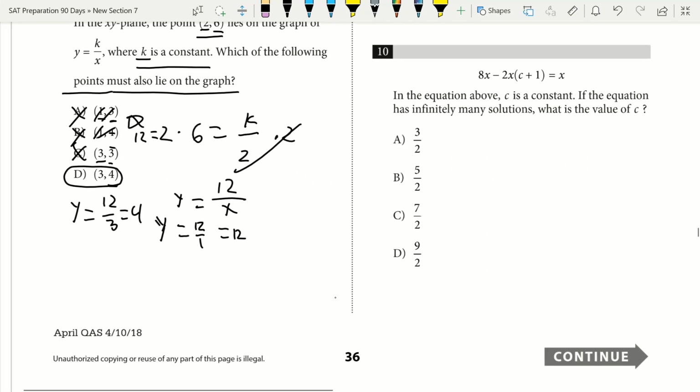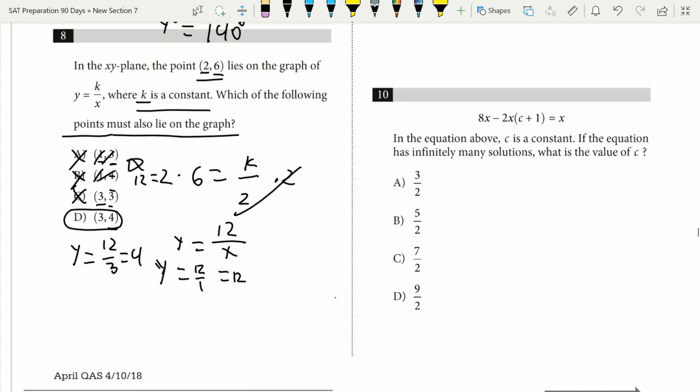Number 10: in the equation above, c is a constant. If the equation has infinitely many solutions, what's the value of c? All right, if we have infinitely many solutions, that means whatever is on this side has to equal whatever is on this side. So I need x to equal x. Well, I have 8x, so if I want to get to x, I have to minus 7x. I have a 2x here, so I want to know 2x times what is going to give me 7.